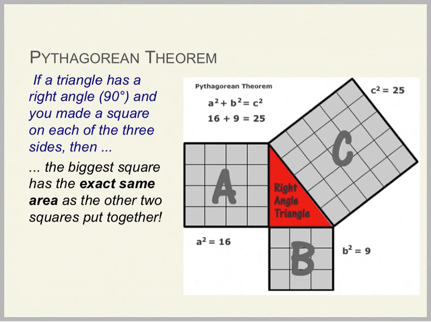Well, in this case, we have a side length of 4, and so we've created the area of the square of 16 by squaring it, 4 squared. And here we have a side length of 3. 3 squared is 9. And then our hypotenuse happens to be 5, and 5 squared is 25. So we see that the Pythagorean theorem tells us that a squared plus b squared equals c squared.